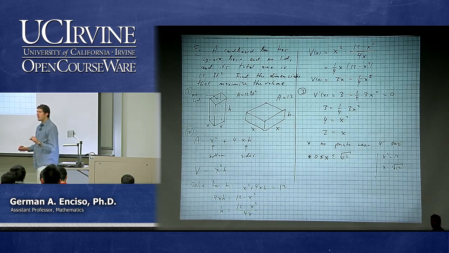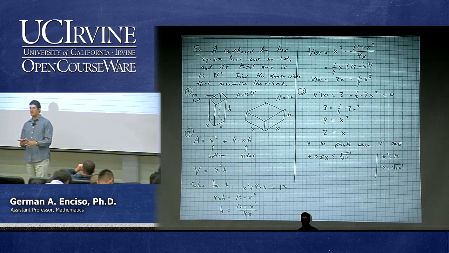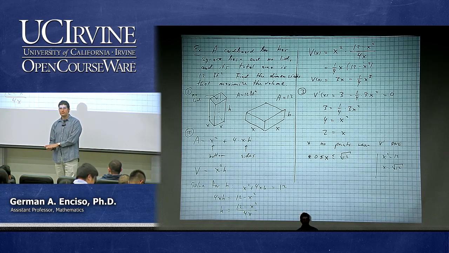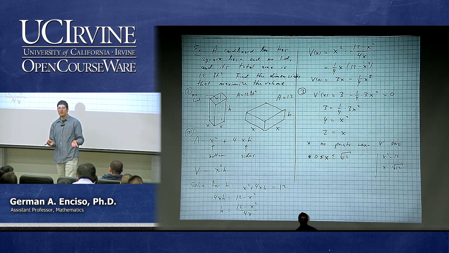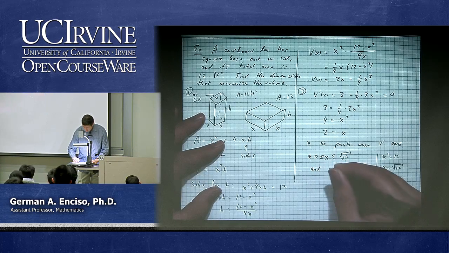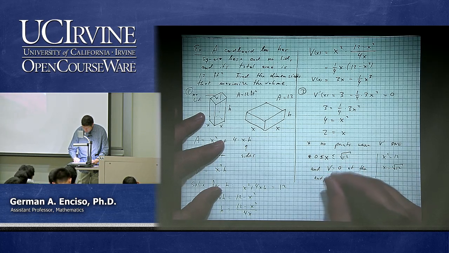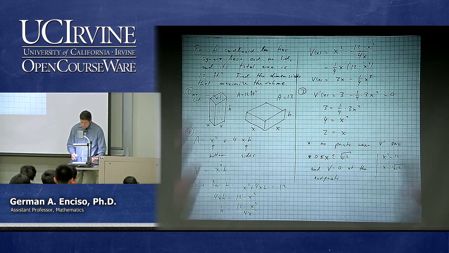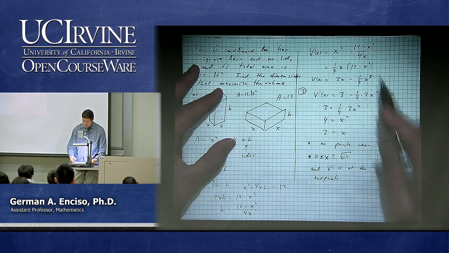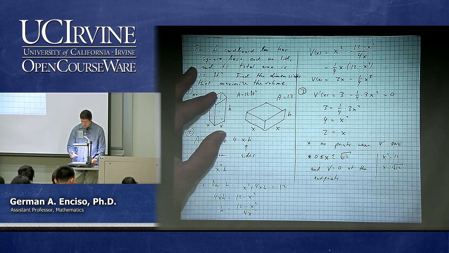What I'm saying is, if x is equal to square root of 12, then h is equal to 0, and the box is basically completely flat, the volume is 0. Right? So the endpoints are not good, because at the endpoints, the volume is 0. V is equal to 0 at the endpoints. So basically the only point that could potentially be the maximum is the point where the derivative is 0, that's this point, 2 equals x.